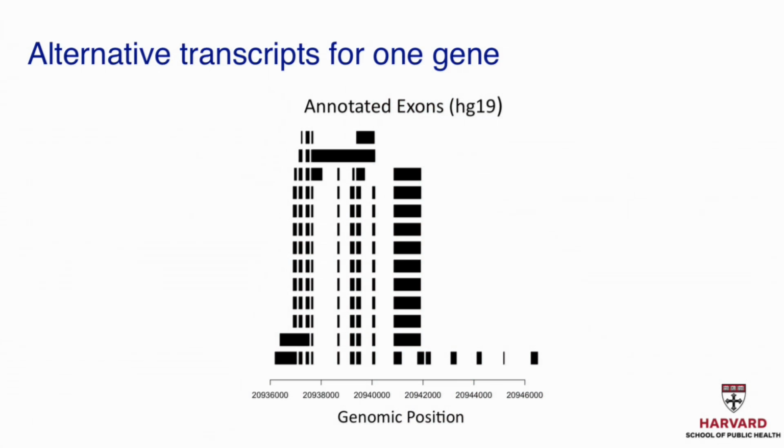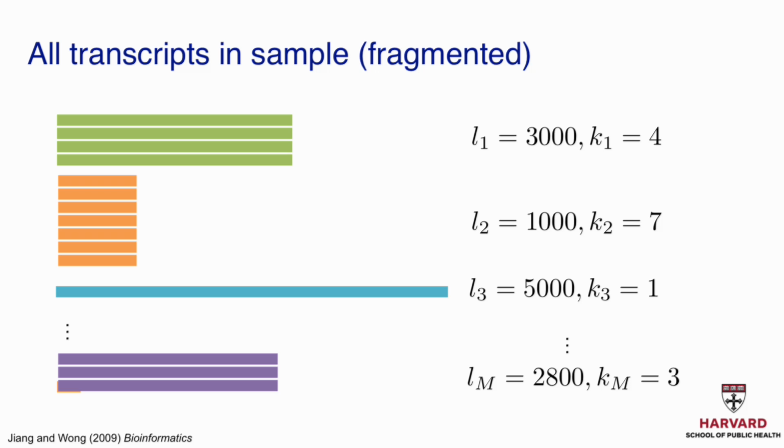So just as a reminder, a gene can have several transcripts. Here's an example of such a gene that has 13 different possible transcripts. Now, to illustrate how the data is generated, we are going to start with a cartoon like this. In this cartoon, we represented transcripts with color. So we have the green transcript, the orange transcript, the blue transcript, and the purple transcript. Now for each one, we have several copies because there's different levels of transcript expression.